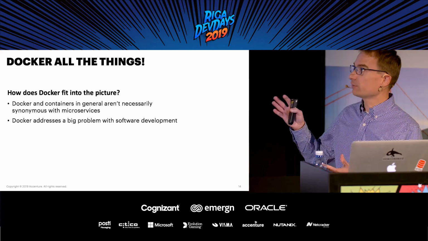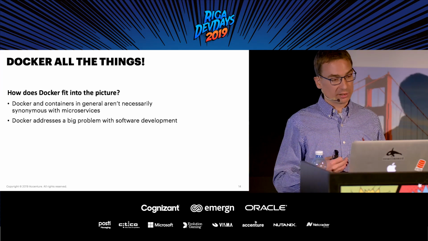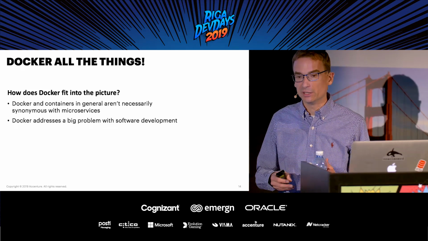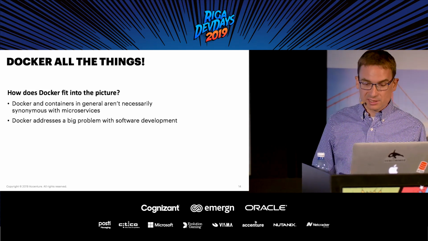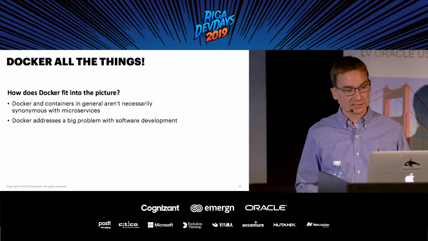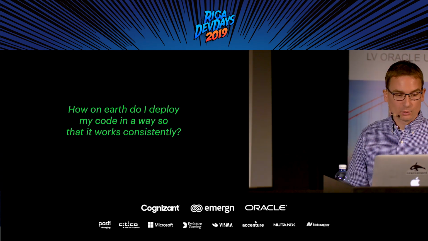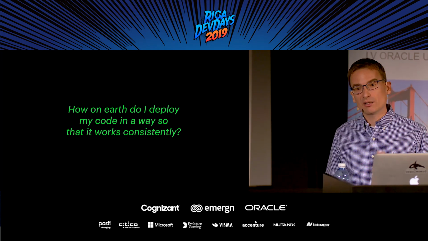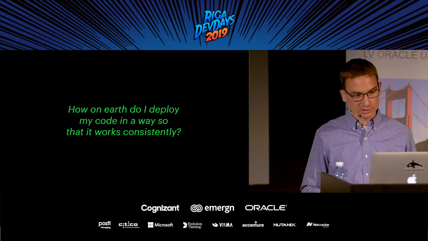So they're not necessarily synonymous with microservices, but Docker, in my opinion, packaging applications into Docker containers really enables this in the first place. But the biggest advantage I can see with Docker right now is that it addresses one of the biggest problems with software development, and that is how can I deploy my code so that it works consistently in every environment I deploy it into. And that really is a hard thing to achieve otherwise.